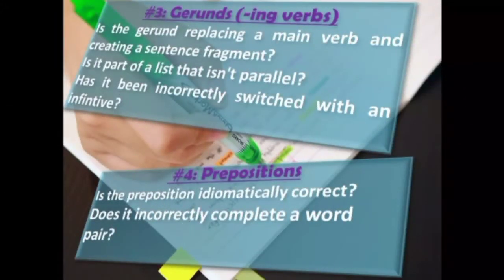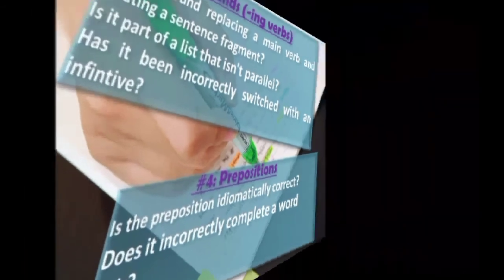Number 3, gerunds. Is the gerund replacing the main verb and creating a sentence fragment? Is it part of a list that isn't parallel? Has it been incorrectly switched with an infinitive? Number 4, prepositions. Is the preposition idiomatically correct? Does it incorrectly complete a word pair?